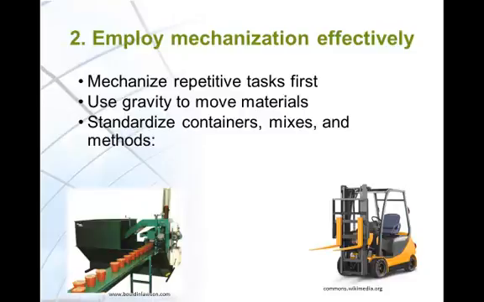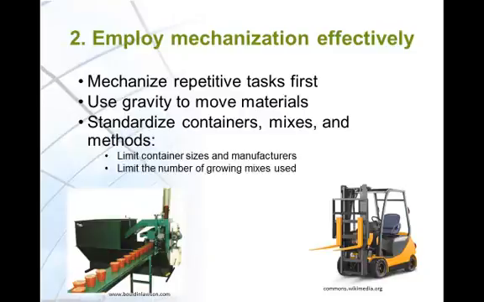Standardize containers, mixes, and methods. Limit container sizes and manufacturers. Limit the number of growing mixes used. Standardizing methods is important so that there is no confusion between workers and the plants can get proper treatment. The reason to limit containers and growing mixes is to allow for more efficiency so workers aren't searching through various containers and mixes for the ones they need to use.